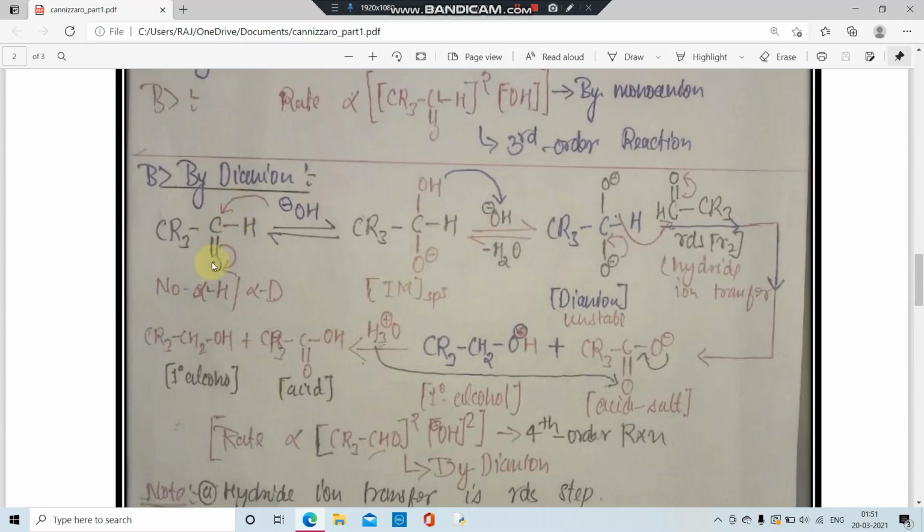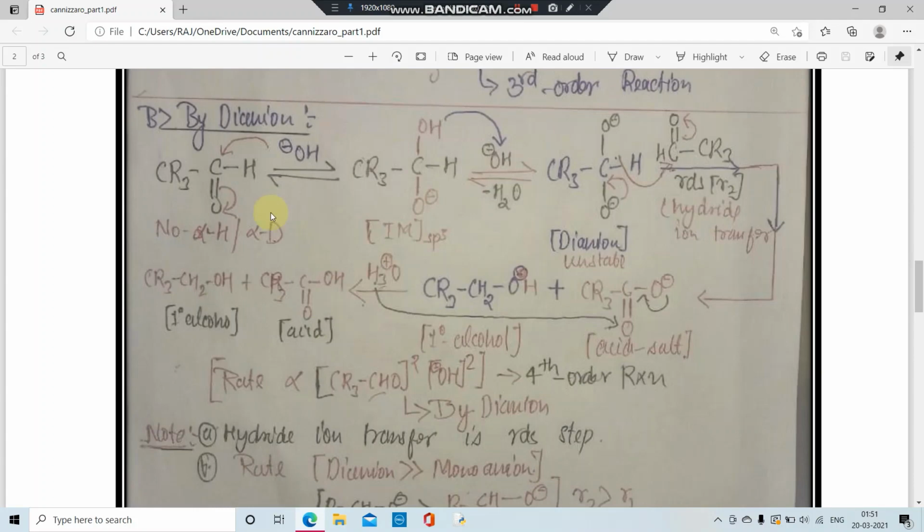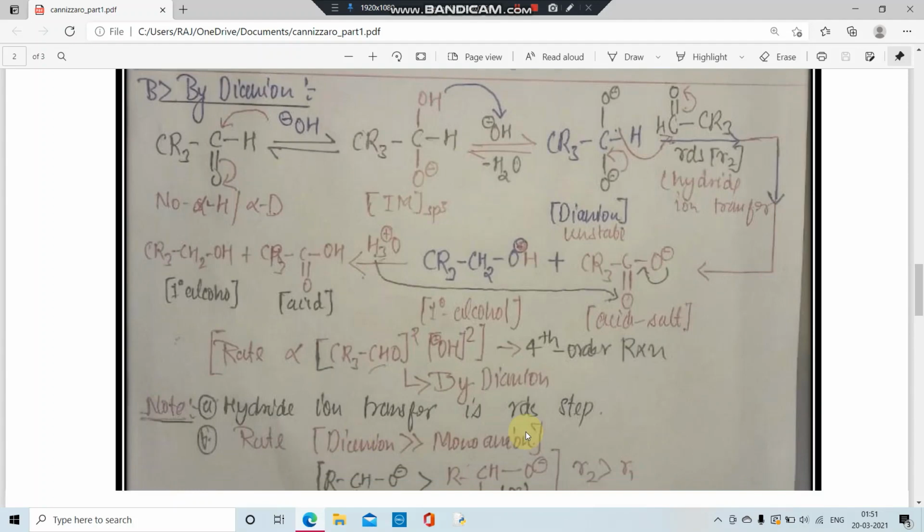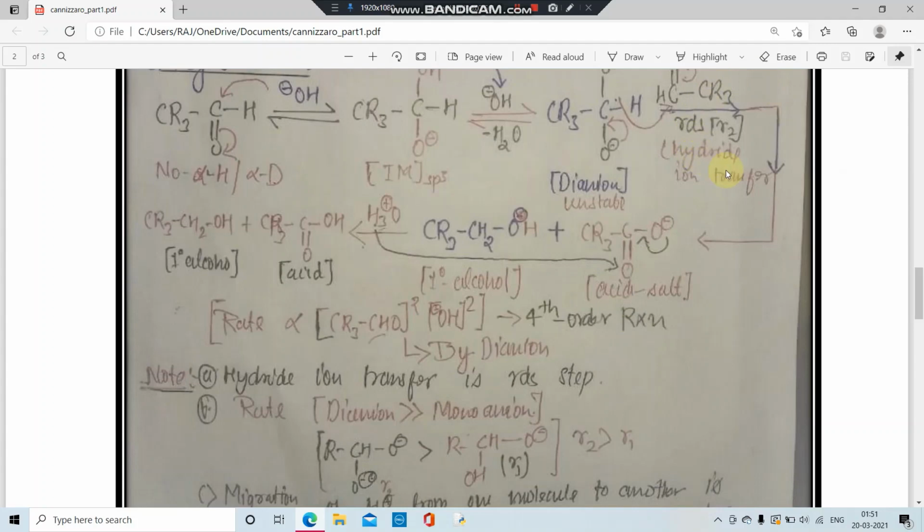From this we have used two molecules of nucleophile and two molecules of the given aldehyde. So it is a fourth order reaction by dianion. Look, this is the square of the given aldehyde, and this is the square of the given nucleophile. The fourth order reaction. Also, the RDS step is the hydride ion transfer. Now, the rate by dianion is more than by monoanion, because the dianion is more stable. Just remember, the hydride ion transfer step is the RDS step. It is a concerted process, so it is the RDS step.